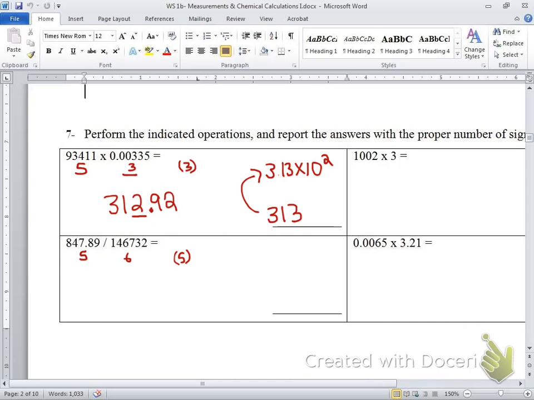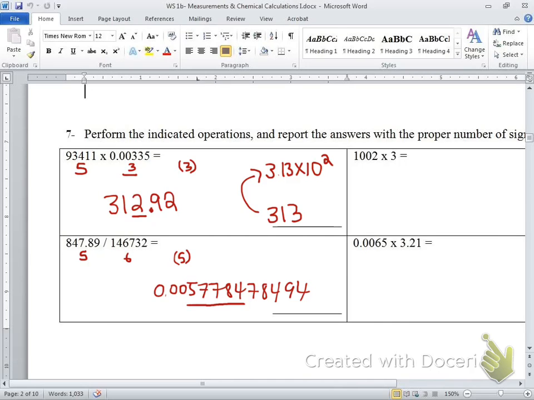So what's the answer? 0.0057, 7, 8, 4, 9, 4. Ooh, what a nice calculator, all those digits. How many of those are good? 5. So you start with the first nonzero number and go 1, 2, 3, 4, 5. Those are all the significant digits.